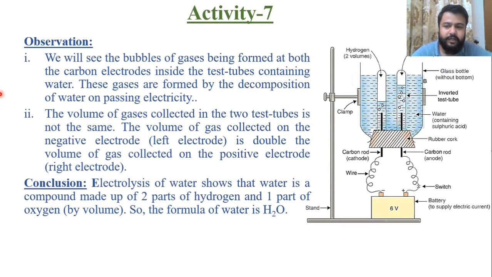So, questions which you need to remember: these two observations are very important, and sometimes you may get asked why there is a difference in the volume of the two gases. The difference in volume is because water is comprised of two parts of hydrogen and one part of oxygen. That's why there is a difference in the volume of these two gases. Hydrogen is more, so the volume of hydrogen is exactly double that of oxygen.